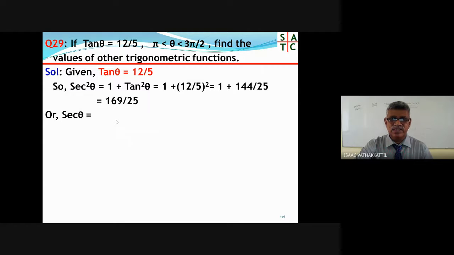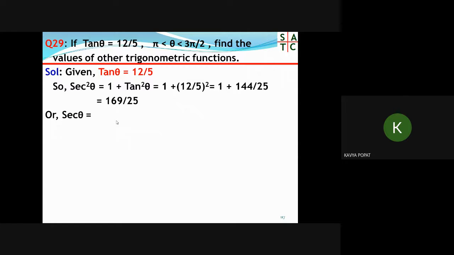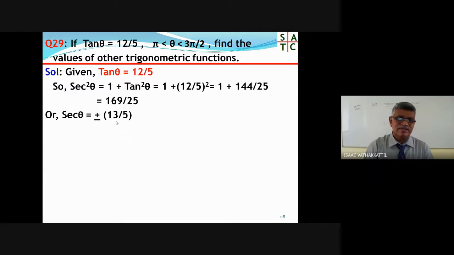So what is sec theta? 13 by 5. That is the point. Why not plus or minus? Now you have to look into the quadrant. That is the difference here. Till now it was fine, no problem. Now we look into the quadrant. Which quadrant is theta in? Theta is in quadrant 3.